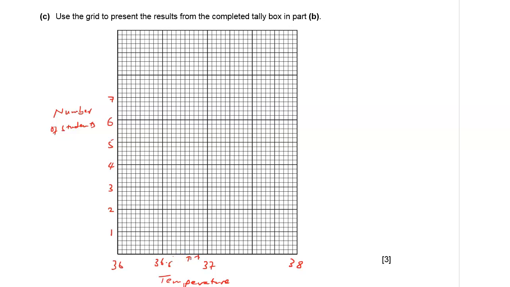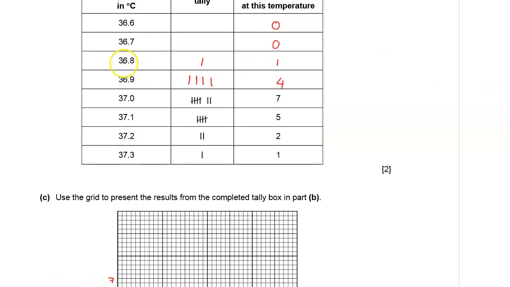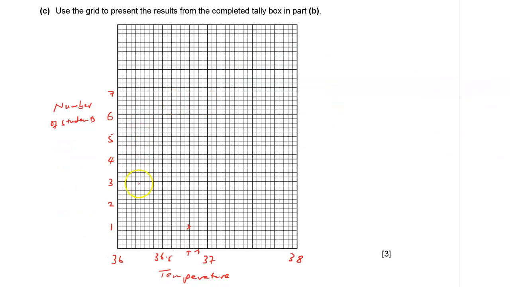36.8 is there. So that 6.8 is only one student. One student is right there. Then we have 36.9. That 6.9, we have 4 students. So go back to our graph. That 6.9 is here. Okay, so that 6.9 to 4. Mark there.